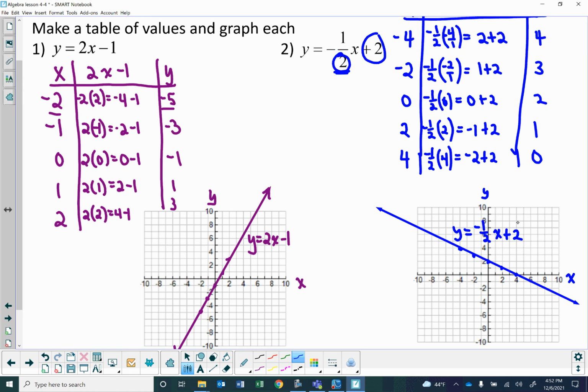It's really important that you make your tables easy for you. So if you have a fraction, you should use multiples of the denominator. So if my fraction was 1/3, I would use negative 6, negative 3, 0, 3, and 6. If my fraction was 1/12, I would use negative 24, negative 12, 0, 12, and 24. I use multiples of my denominator to try to solve the problem. That eliminates the problem of having fractions in my answer.